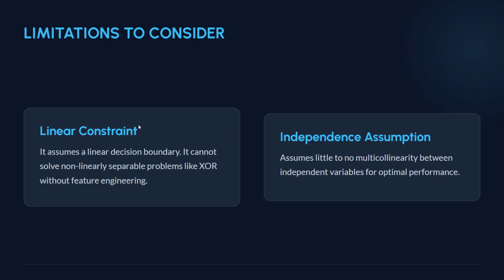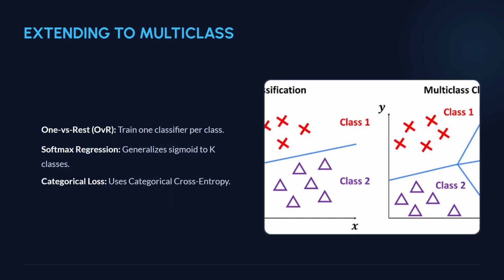Limitations: linear constraint. It assumes a linear decision boundary. It cannot solve nonlinearly separable problems like XOR without feature engineering. Independence assumption: it assumes little to no collinearity between independent variables for optimal performance. As we have seen, we have taken an assumption that all these instances are independent of each other. But in general, that is not true.